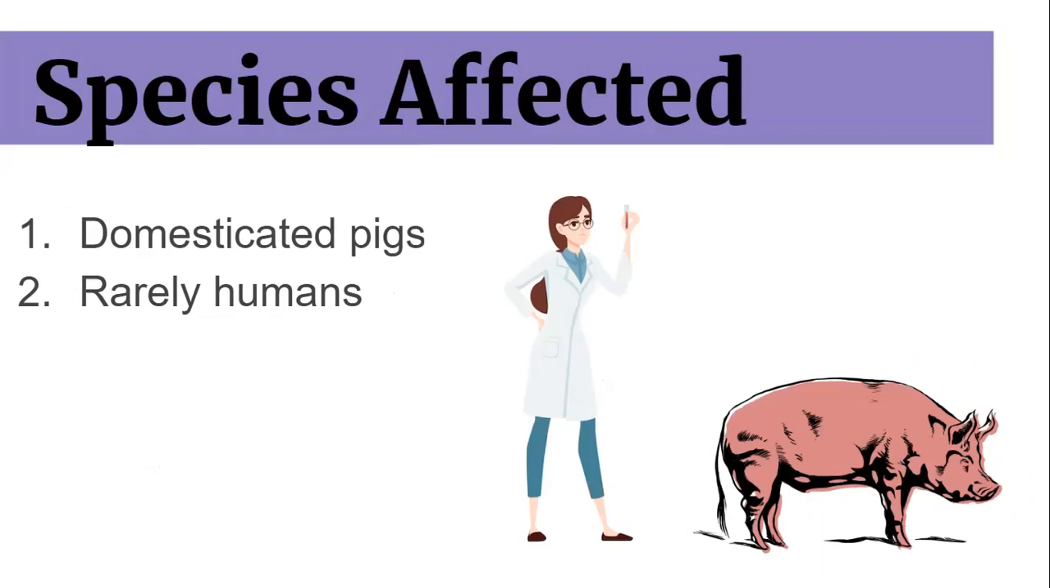Species affected. SVDV is highly stable in the environment. It is currently only known to infect domesticated swine. However, there have been some instances recorded of subclinical infection acquired in humans.